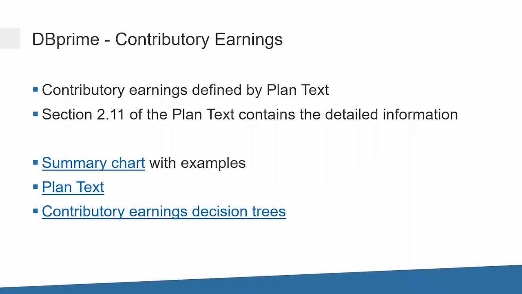Contributory or pensionable earnings are defined in section 2.11 of the plan text, which contains detailed information. The CAT website has various helpful tools, such as the plan text and materials in the employer manual, which includes a contributory earnings summary chart and decision trees to help you determine whether a particular type of earnings should be pensionable. These can be accessed by hyperlinks embedded in this slide in the PDF of today's webinar that you can download from the website, or you can browse through the online employer manual.